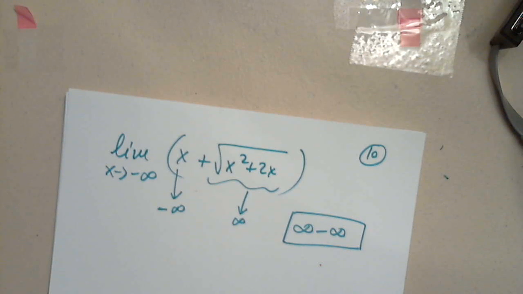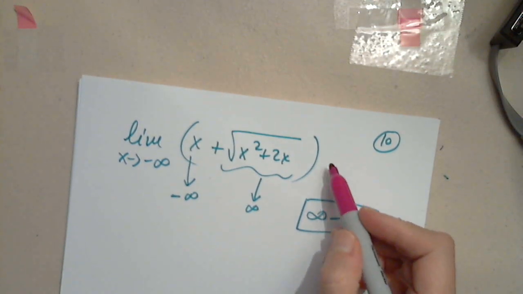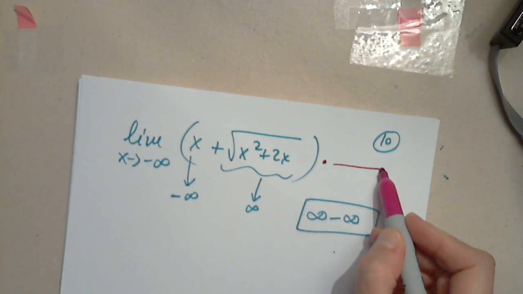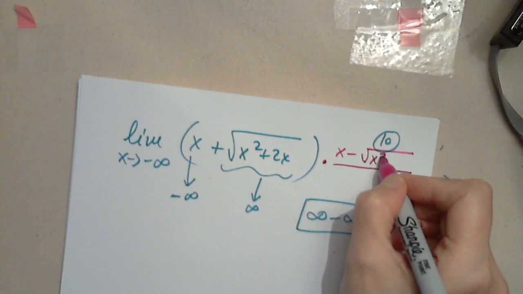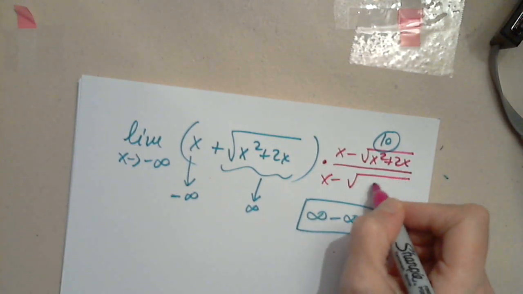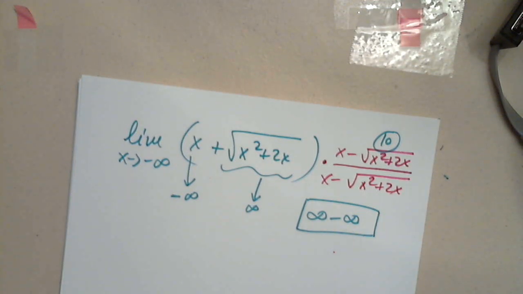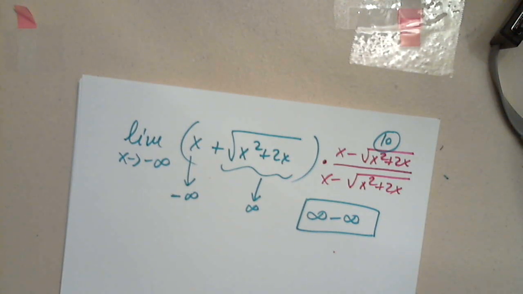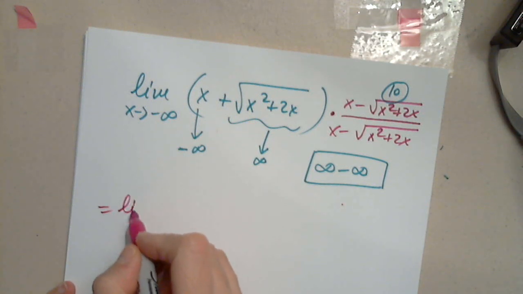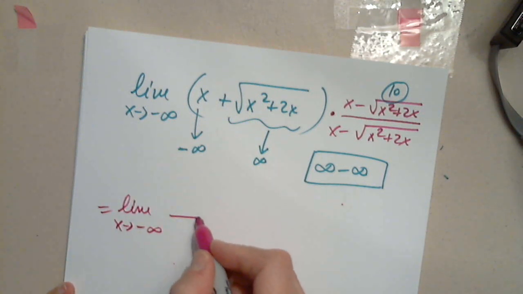What did we do in the past with this type? Here's my hint. Rationalize it? Thank you very much. So when you see a radical and a situation like this, we should always think in terms of rationalizing. Good point. Okay, so now limit as x approaches negative infinity.